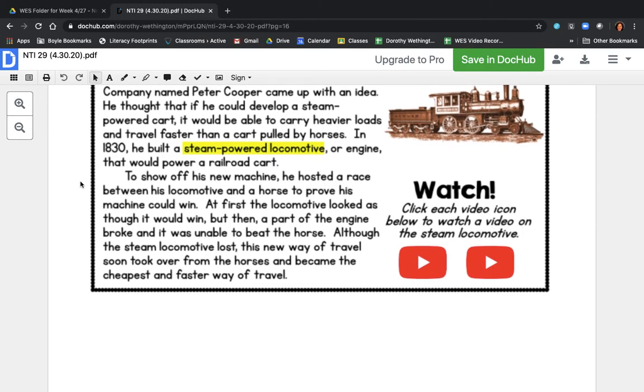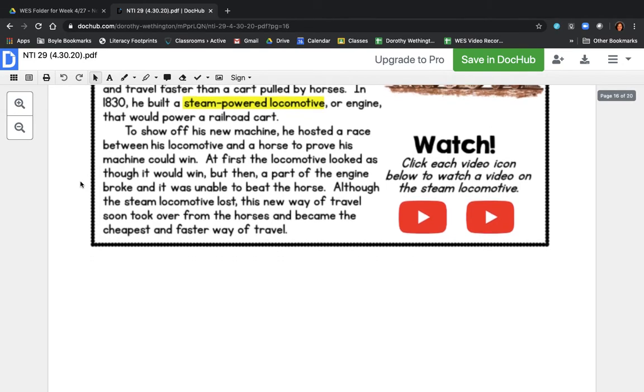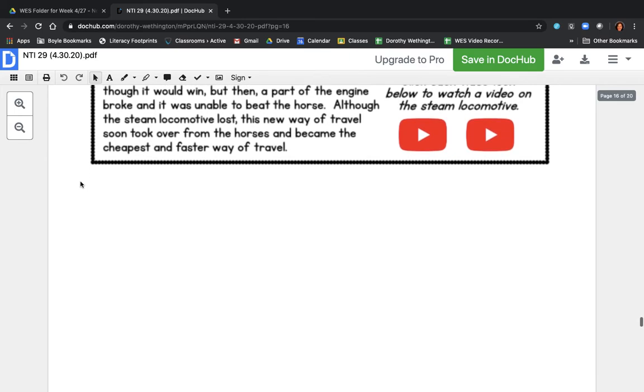To show off his new machine, he hosted a race between his locomotive and a horse to prove his machine could win. At first, the locomotive looked as though it would win, but then a part of the engine broke, and it was unable to beat the horse. Although the steam locomotive lost, this new way of travel soon took over from the horses and became the cheapest and fastest way of travel.